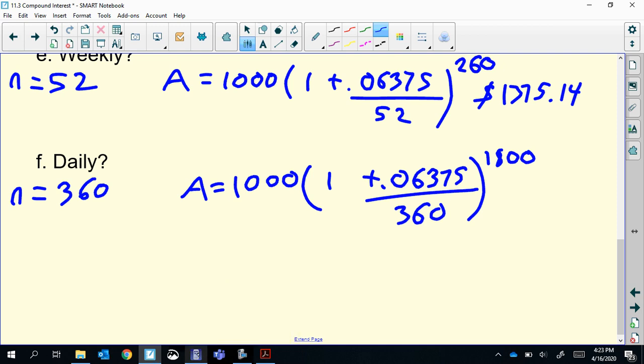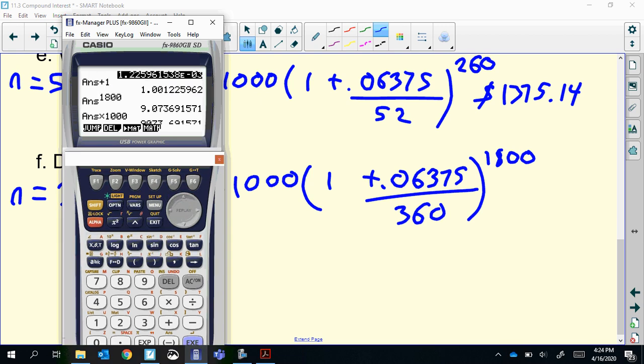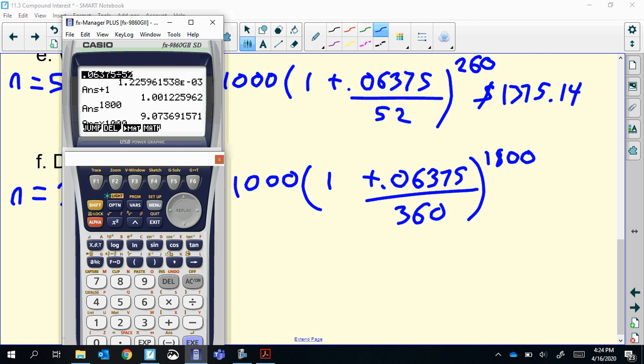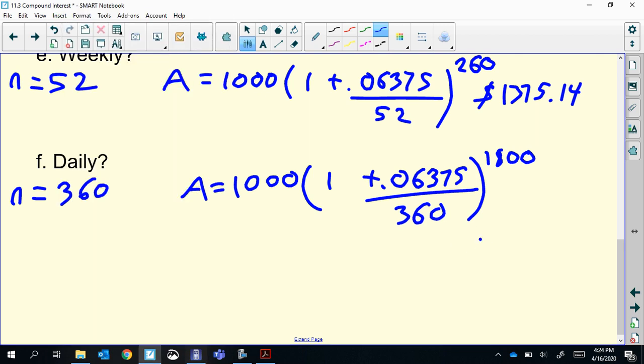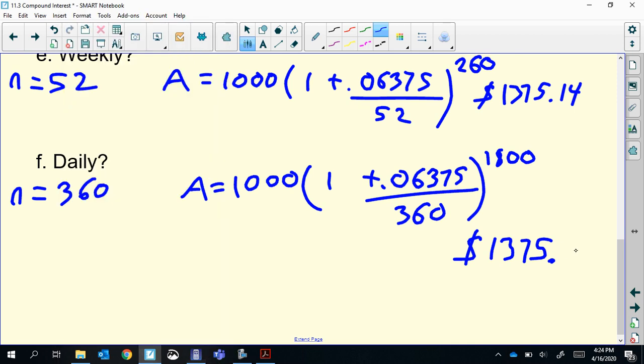All right, and our last one we need to recalculate here. We divide by 360, and then our exponent is 1,800. We're dividing by 360. And then the power exponent was 1,800. And this time we get 1375. So not even $1 more. And 37 cents. Going from compounded weekly to daily.